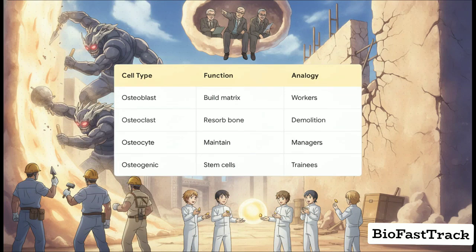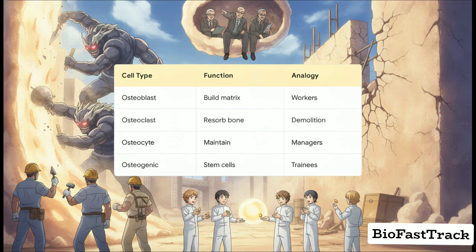It really helps. Think of osteoblasts as your active construction workers. They're the ones secreting fresh bone matrix and laying down collagen. Then you have osteoclasts, which are basically the demolition crew. These are big, multinucleated cells that secrete enzymes to break down and resorb old bone tissue so it can be built back even stronger.